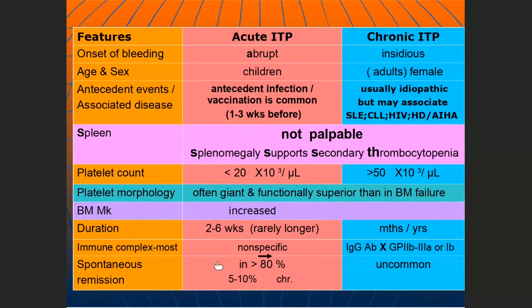Spontaneous recovery occurs in more than 80% of cases of acute ITP, while spontaneous recovery is not common in chronic ITP. They need treatment and they can even need a splenectomy if it is severe thrombocytopenia and persistent. Okay? Is it clear? Okay. Let us move further.